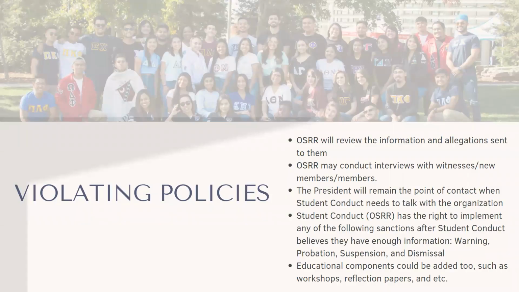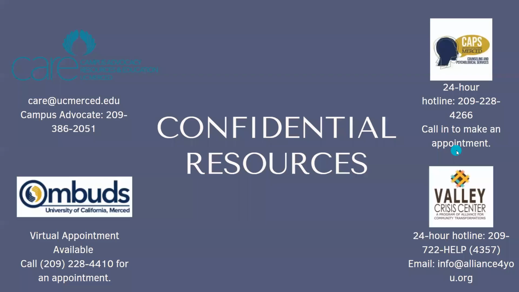So, violating policies. OSRR will review the information and allegations sent to them. OSRR may conduct interviews with witnesses, new members, and members. The president will remain the point of contact when student conduct needs to talk with the organization. Student conduct, OSRR, has the right to implement any of the following sanctions after student conduct believes they have enough information: warning, probation, suspension, and dismissal. Educational components could be added too, such as workshops, reflection papers, etc.